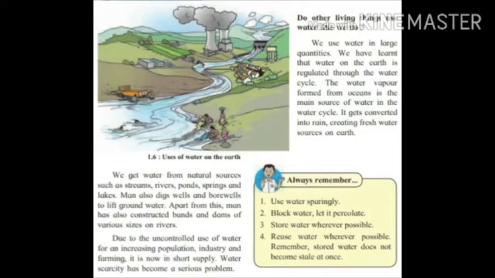Students, we also get water from natural sources such as streams, rivers, ponds, springs, and lakes. Man also digs wells and bore wells to lift groundwater. Apart from this, man has also constructed bunds and dams of various sizes on rivers. Due to the uncontrolled use of water for an increasing population, industry and farming, it is now in short supply. Water scarcity has become a serious problem.